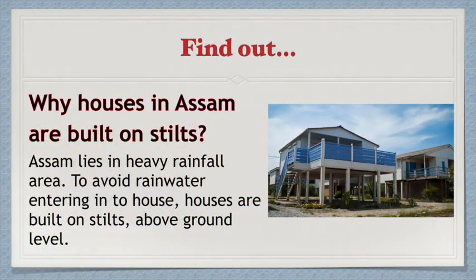Next question to find out is, why are houses in Assam built on stilts? Stilt construction means houses are built over a concrete pillar structure. See the picture, you can understand very well. Why are houses built over stilts? In Assam, it is a flood-prone area because of the widespread floods caused by the Brahmaputra river. To avoid water getting into the house, houses are built over stilts.